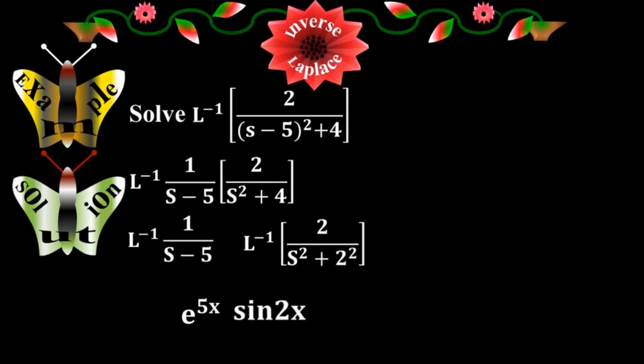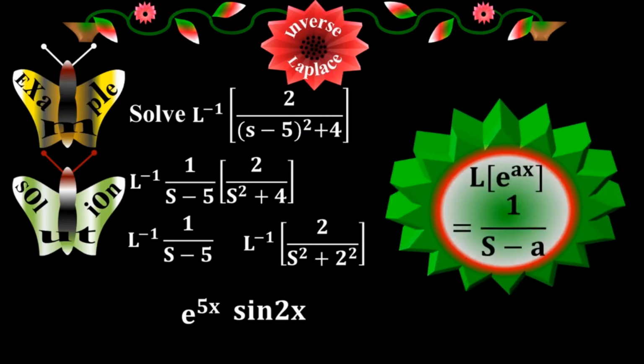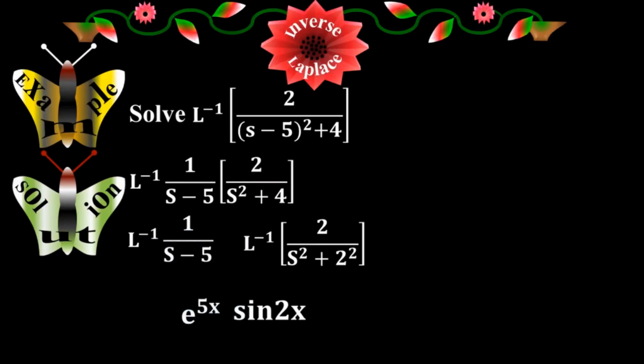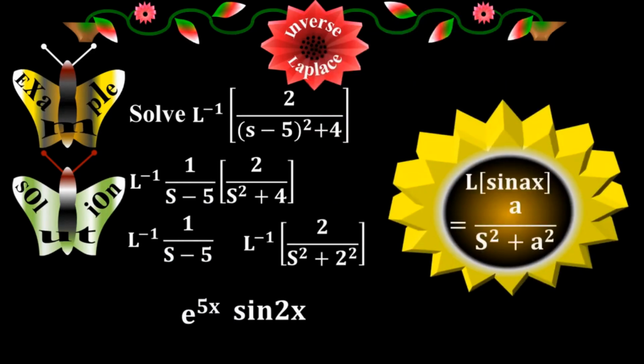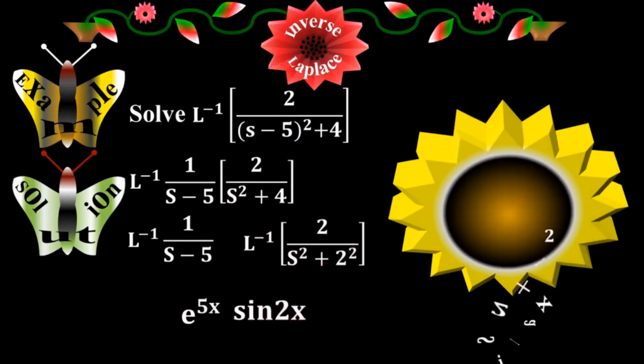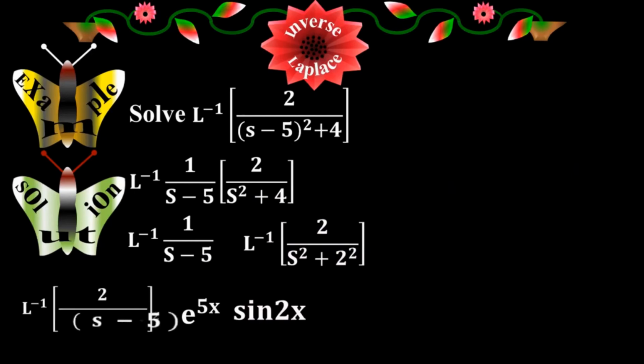How to know that? According to the second elementary condition here, which is Laplace of e to the ax equals 1 over s minus a, my constant a is 5 here. It is according to the fourth elementary condition. My constant a is 2 here. So this is my final answer.